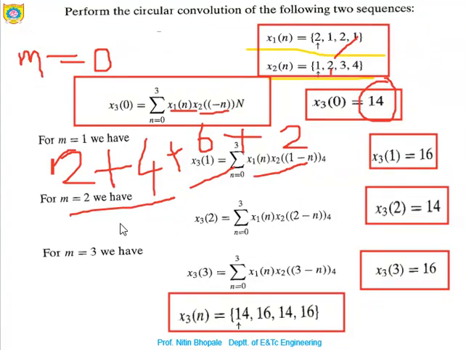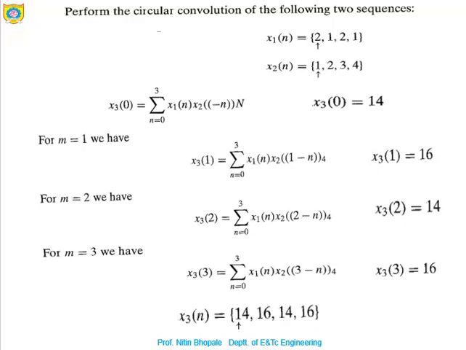In the same way you can find it for x3 of 1, x3 of 2, x3 of 3 by putting the values of n with respect to the summation, and 1, 2, 3 are the values for m. So this is how x3 of n, the resultant sequence after the circular convolution, is calculated, which is verified just now. So thank you everyone, thank you very much.